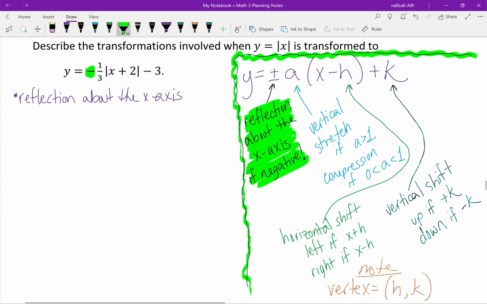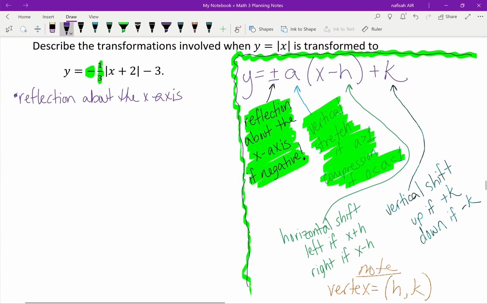Now, I'm going to look at the 1/3. The number in front of the parentheses, in my key to life, it's A. The number in front of the parentheses means I have a vertical stretch or compression. Again, if there's no number there, then I don't have to worry about it. There is a number there. The number is 1/3.